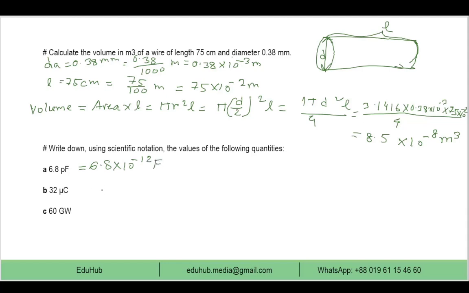The second one is 32 microcoulomb. So micro means 10 to the power minus 6 times coulomb. Last one is 60 gigawatt. Giga is a multiple, gigawatt is a multiple of watt. So 60 gigawatt means it is 10 to the power 9 times watt. So 60 into 10 to the power 9 watt.